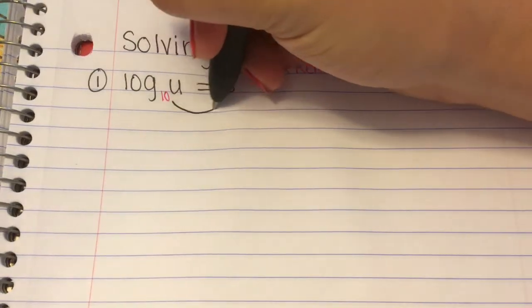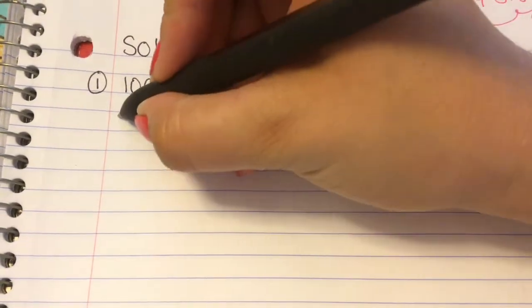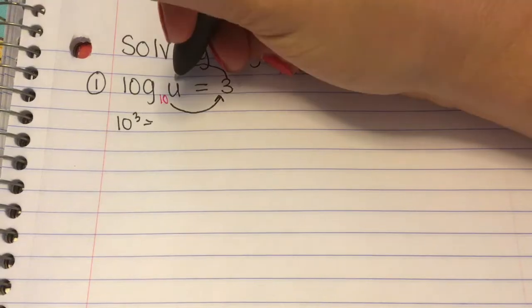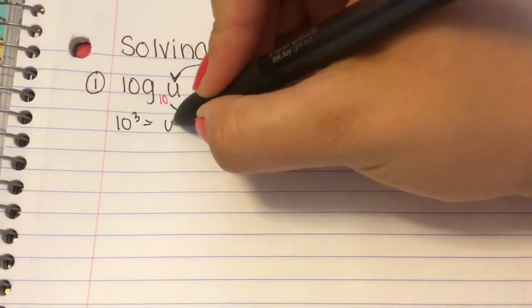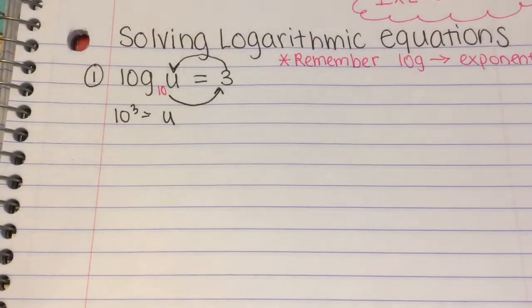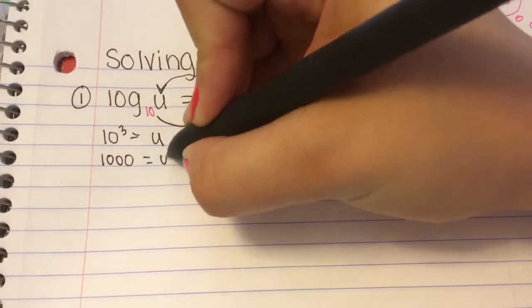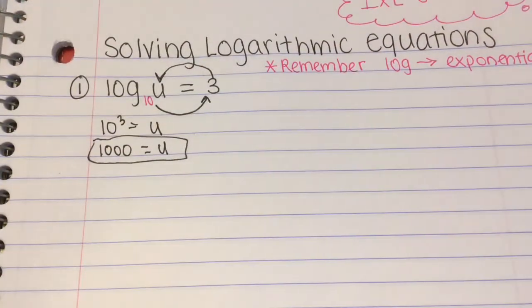So 10 to the third power is equal to, finish up your circle, u. And then I just have to evaluate 10 to the third power, which is 1,000, and I have my answer. Well, I just solved this by changing from logarithmic form to exponential form. There's many different ways that you could do this, but I think this is the easiest way.